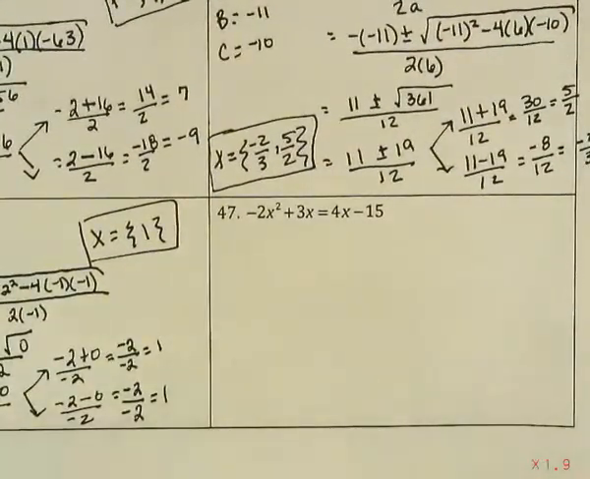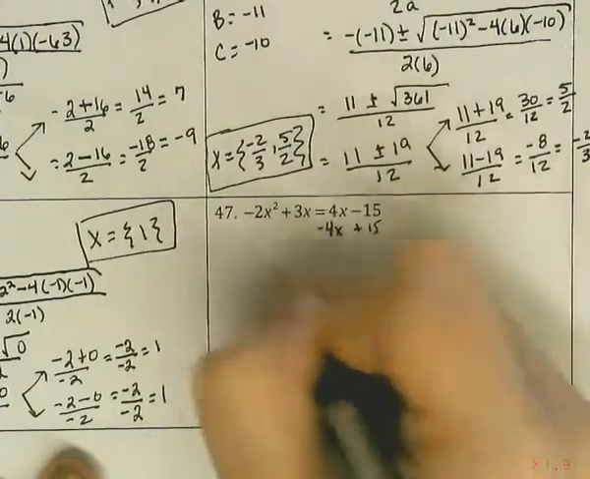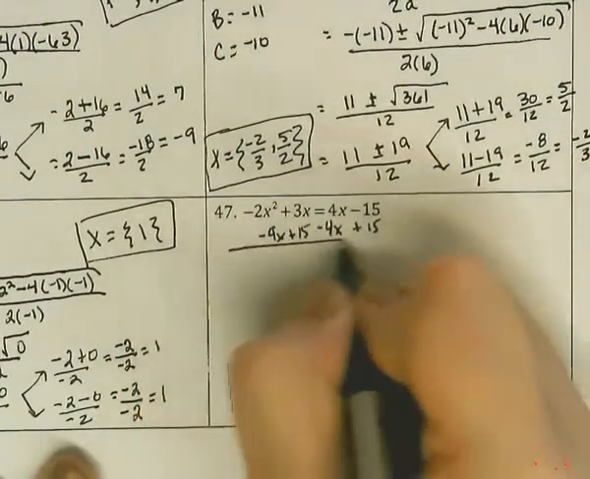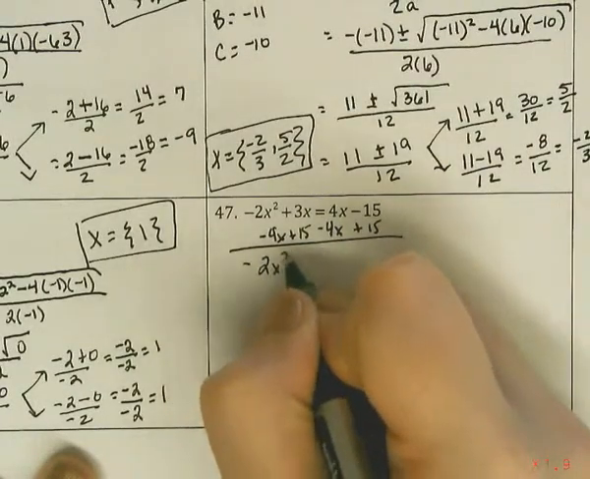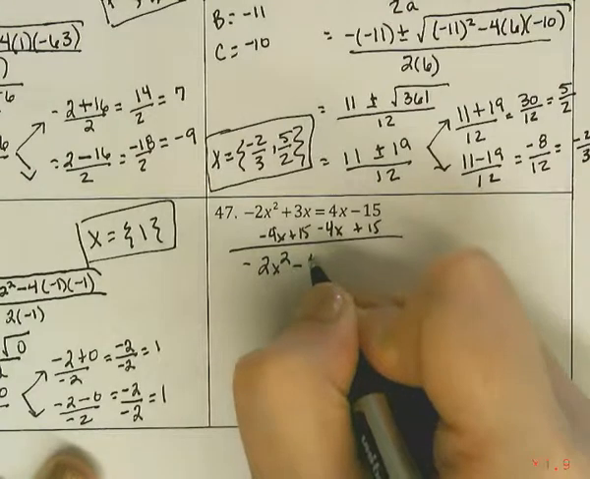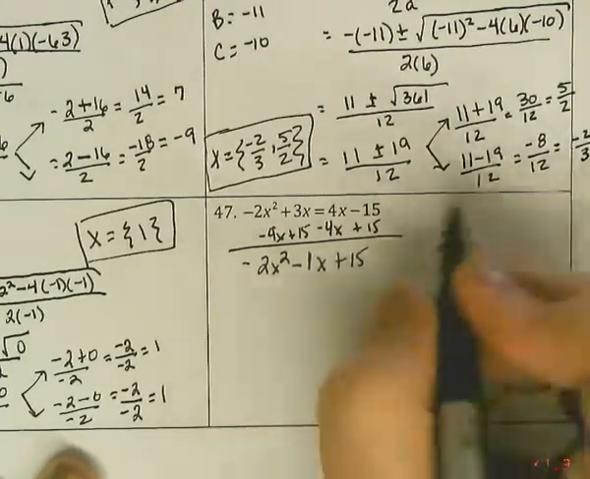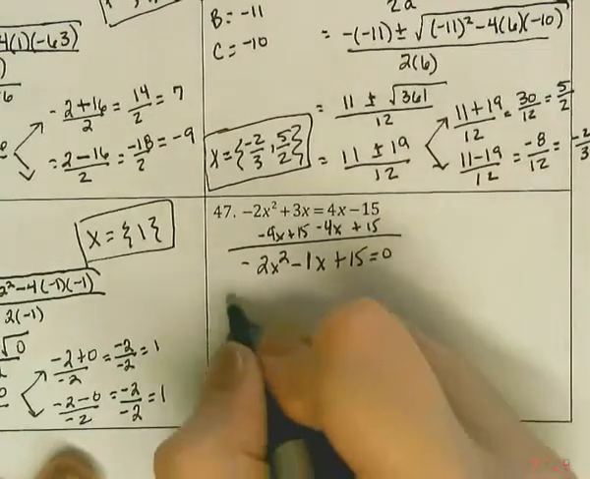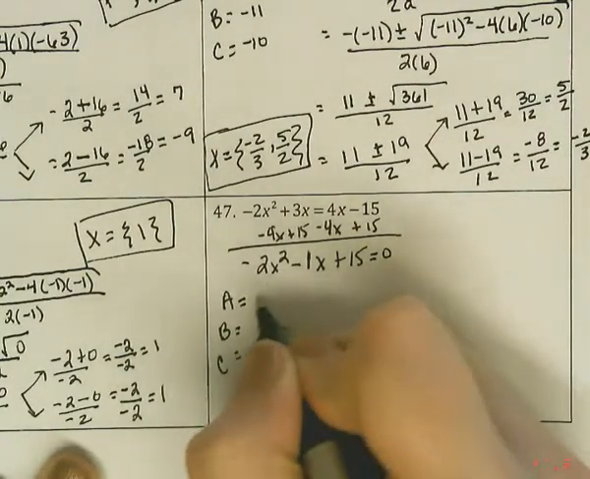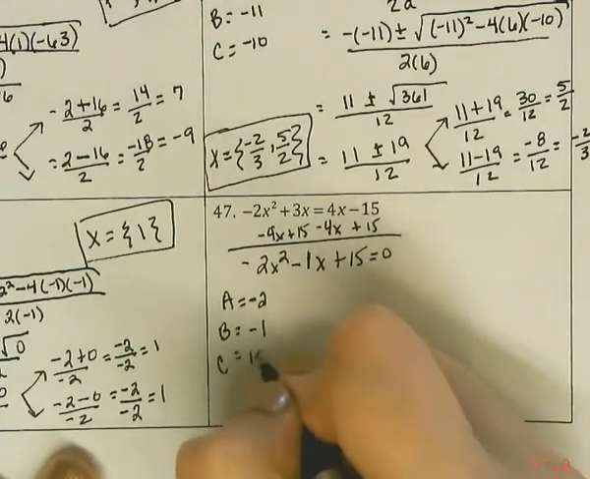47 still has to be set equal to 0 before I can solve. Do that on both sides. Minus 4x plus 15. Negative 2x squared, minus 3 minus 4 is negative 1. So minus 1x plus 15. That 1 doesn't have to be there. We need to find a, b, and c before we can do anything. A is negative 2. B is negative 1. C is 15.